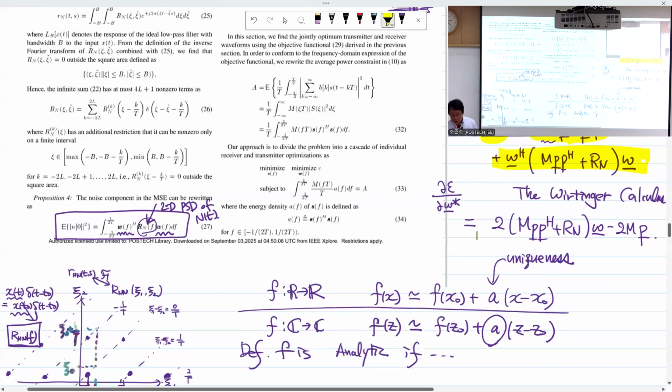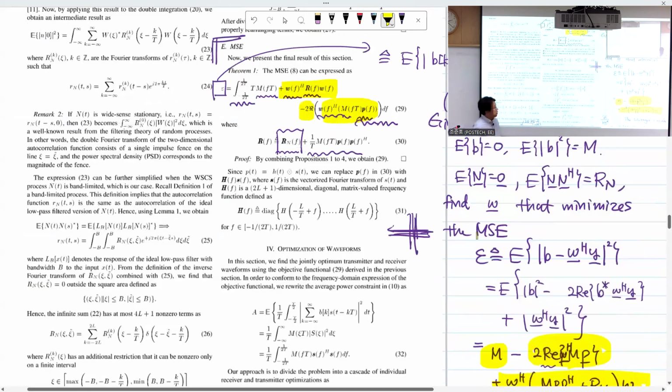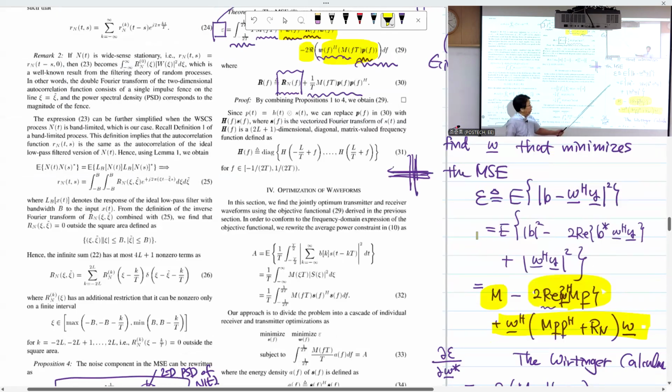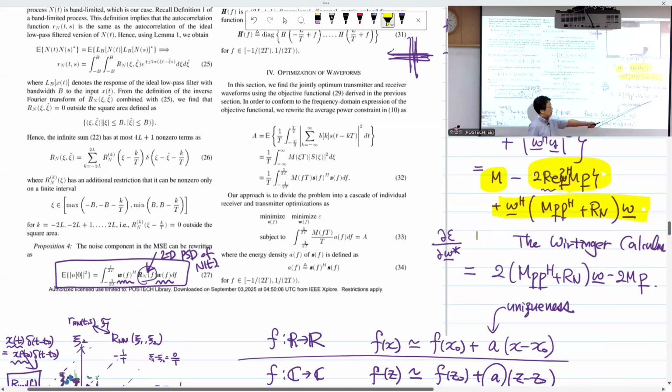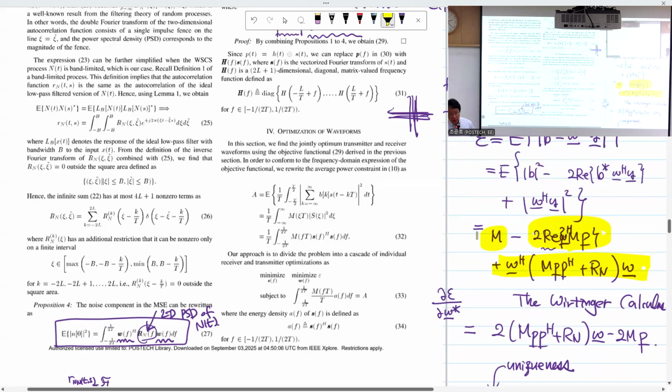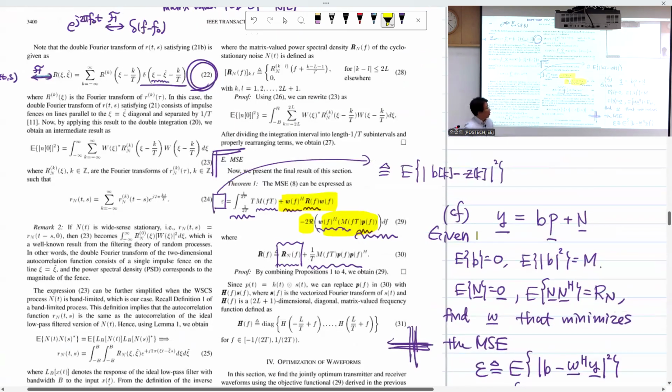Anyway, if we want to minimize this epsilon, the objective function, we differentiate with respect to W conjugate and set it equal to 0. Then, simply, W optimal equals this correlation matrix inverse times M times P, as you already know, right? And that is exactly what we are going to do with this one.